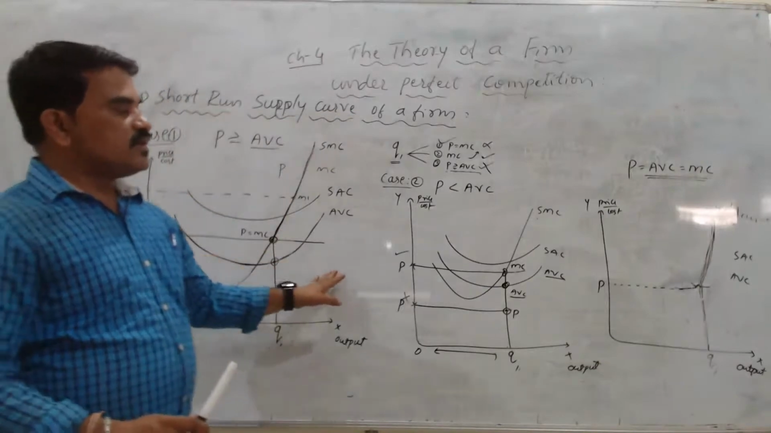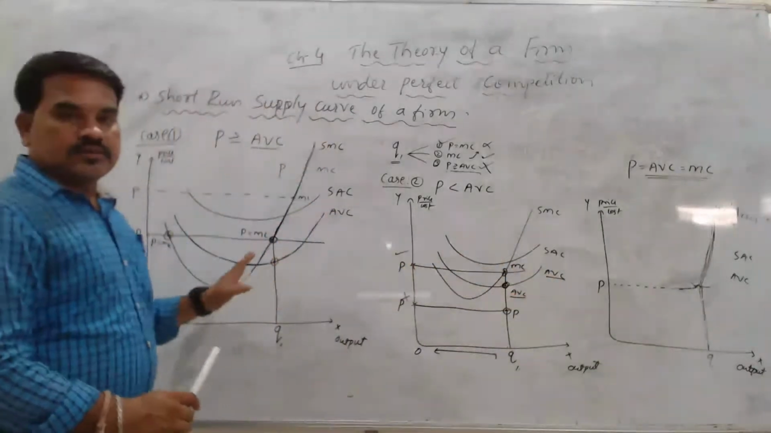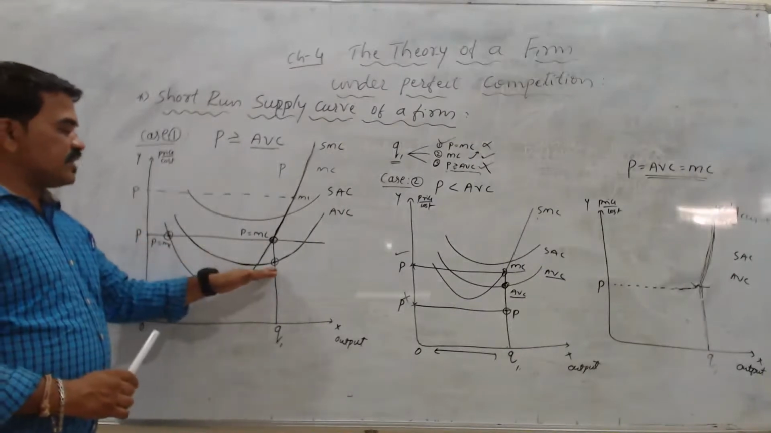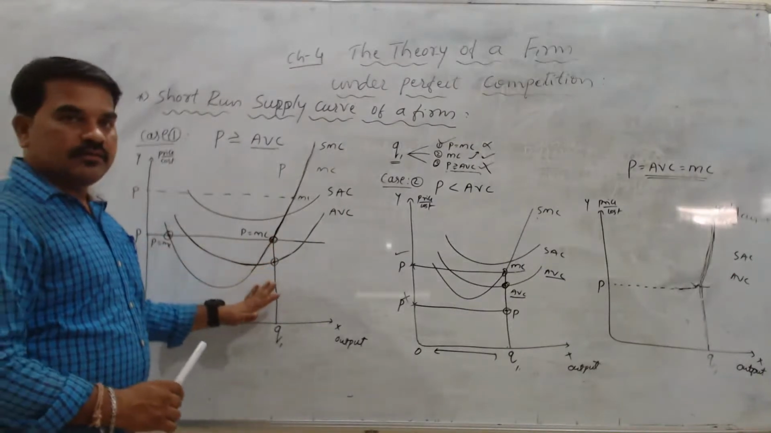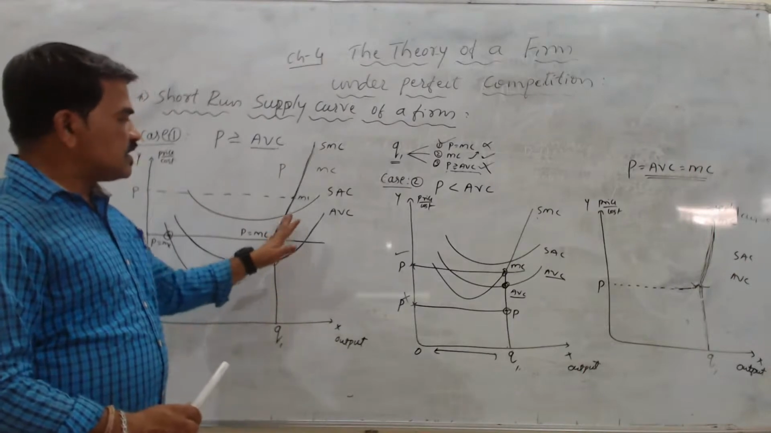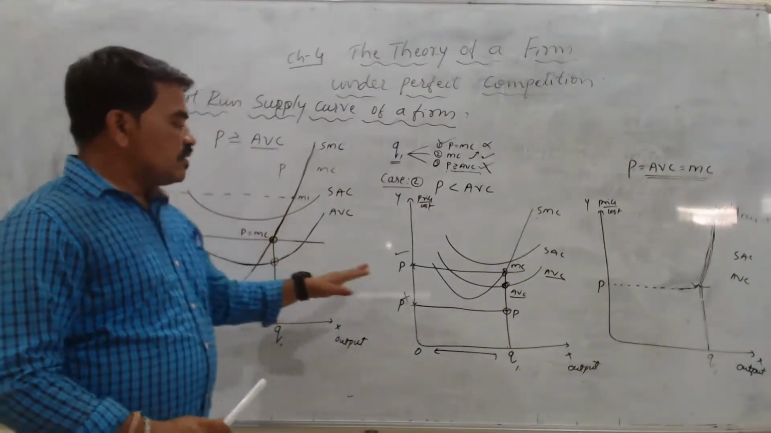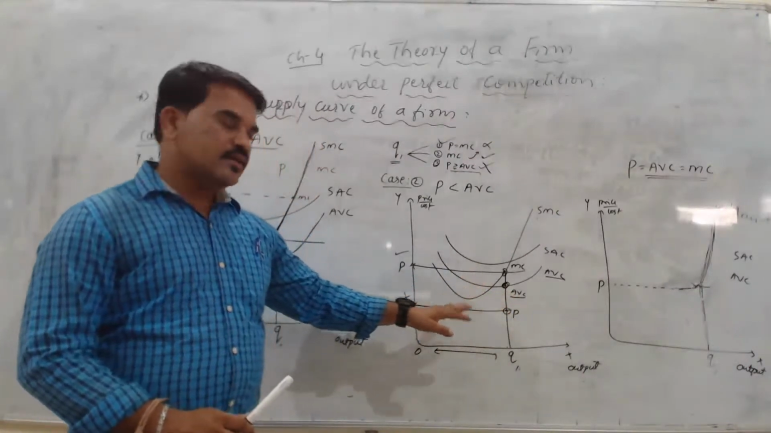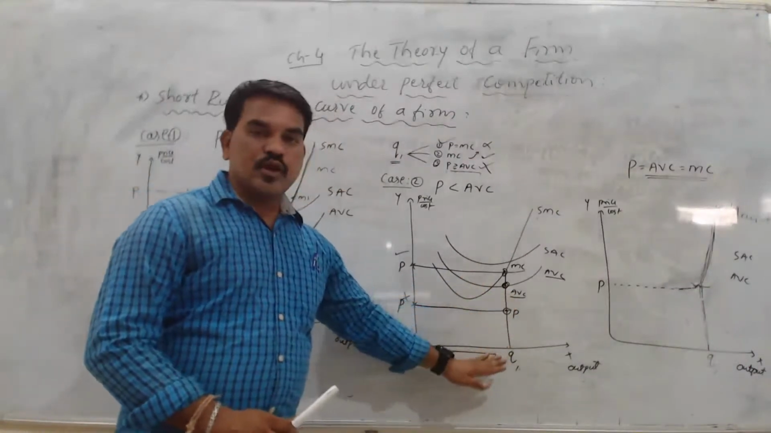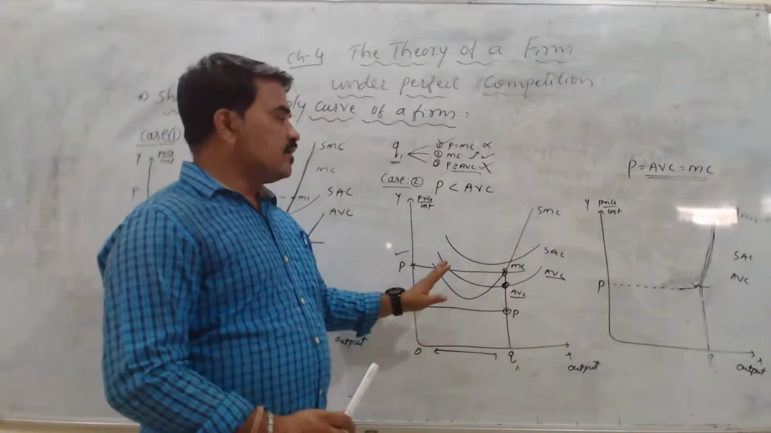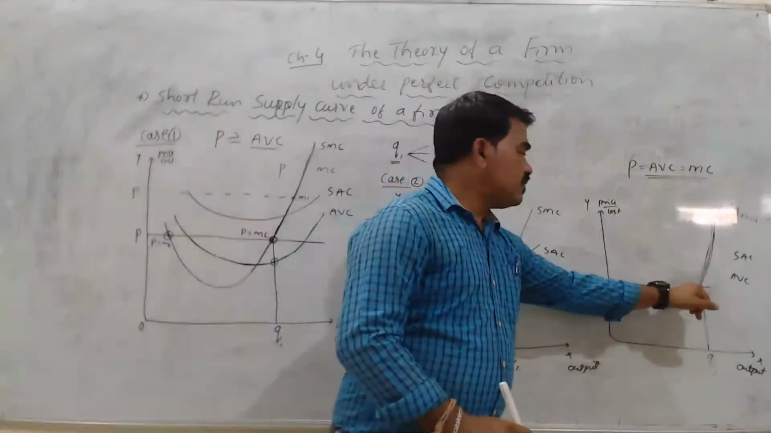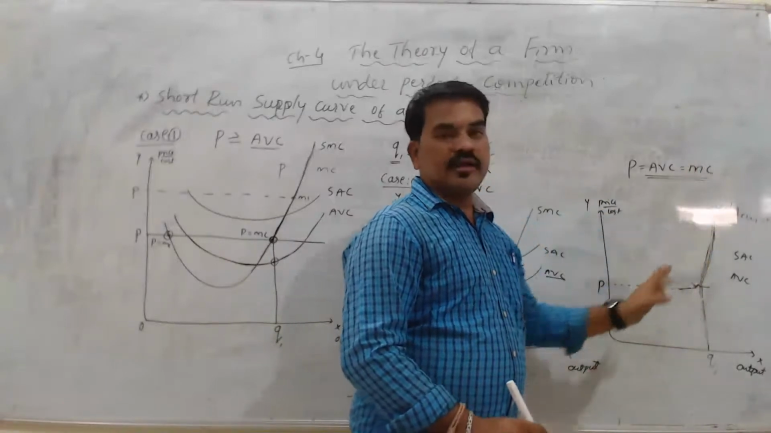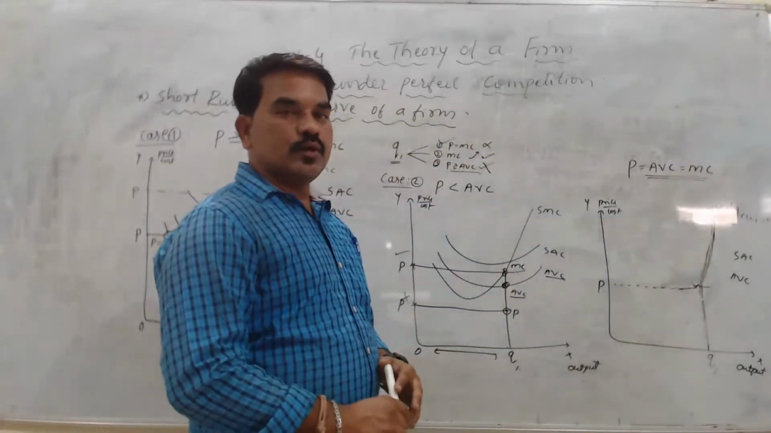These three graphs represent all those. When price is greater than average variable cost, he will be in profit and will continue production. If price is lesser than average variable cost, he will be under loss at this quantity, so he will not produce anything. That is why when all these three things are equal, from this point and above, he will supply the goods and make profit.